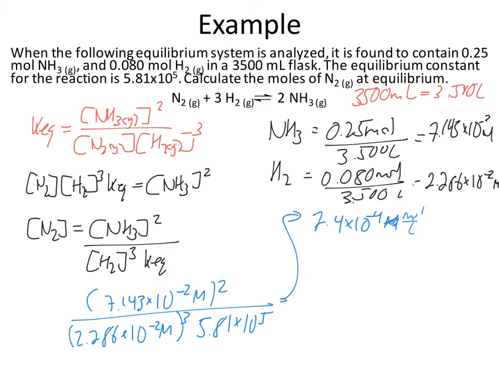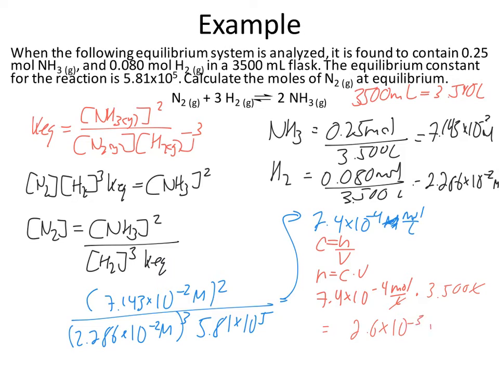Remember that what our equation is, C is equal to N over V. N is equal to C times V. So our C is 7.4 times 10 to the negative 4 mole per liter. And we multiply by the liter. What is our liters? It's 3.500 liters. Our liters will cancel out, and we get 2.6 times 10 to the negative 3 mole of N2.